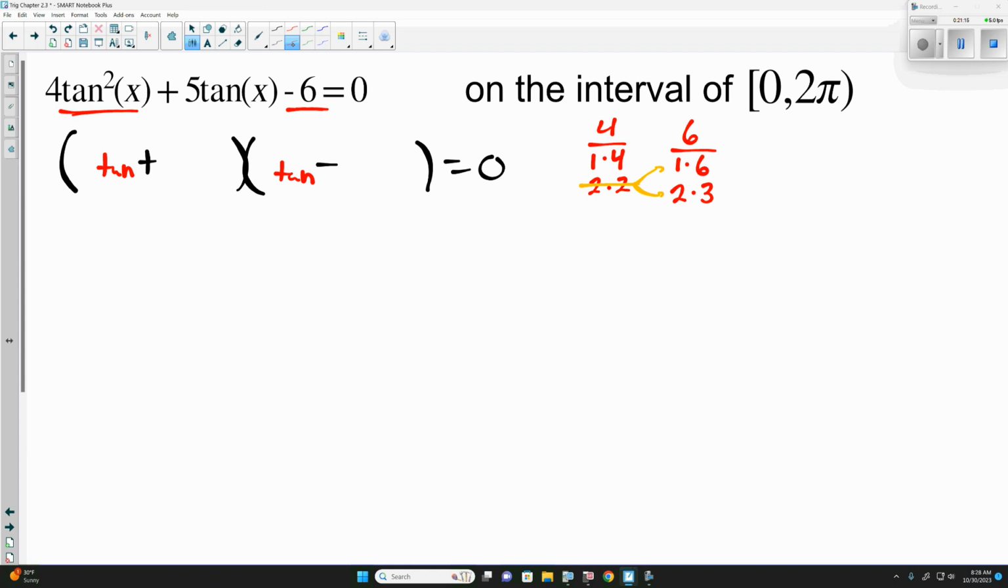Now, the middle term is positive, so we want the bigger number to be positive. My best guess would be putting the 4 with the minus, because that means that 4 is going to multiply with the positive number, giving us a bigger positive.